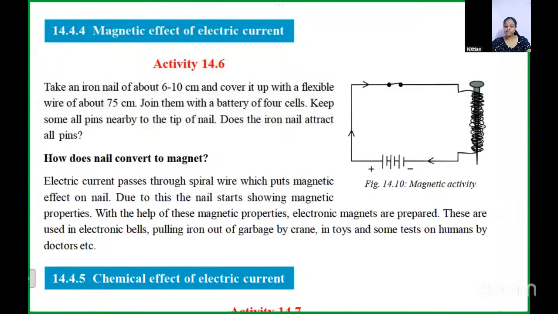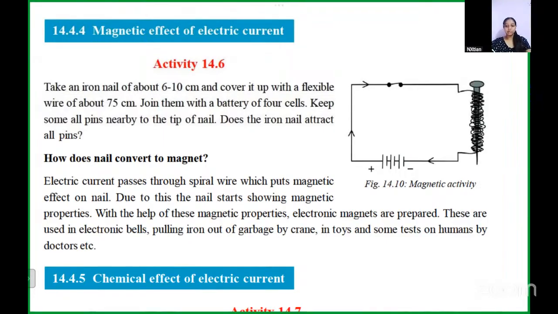It is an activity to create the magnetic effect of electric current. Take an iron nail of about 6 to 8 centimeter and cover it up with a flexible wire of 75 centimeter. Join them with a battery of 4 cells. Keep some pins nearby to the tip of the nail. Does the iron nail attract all the pins?